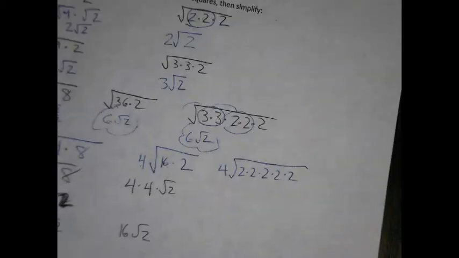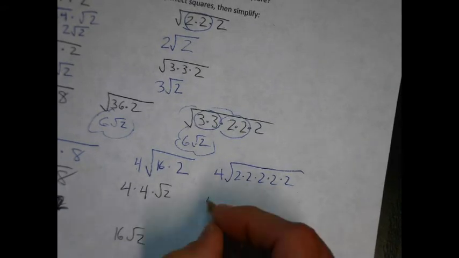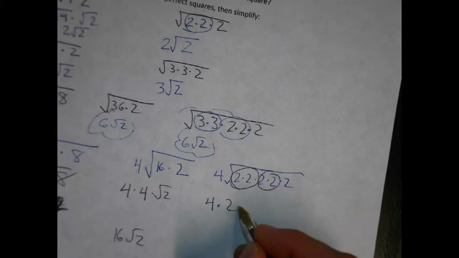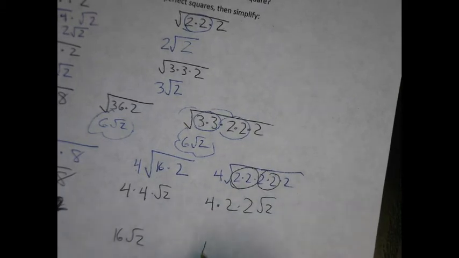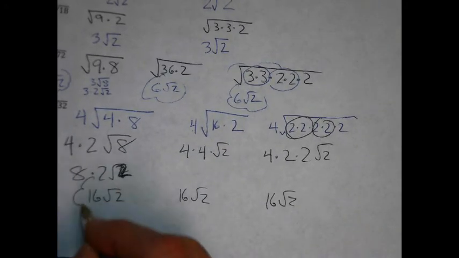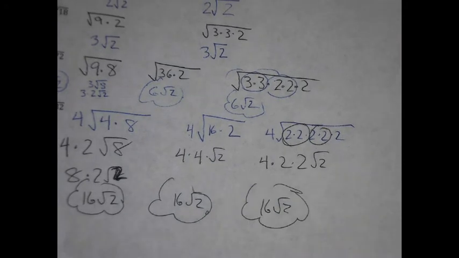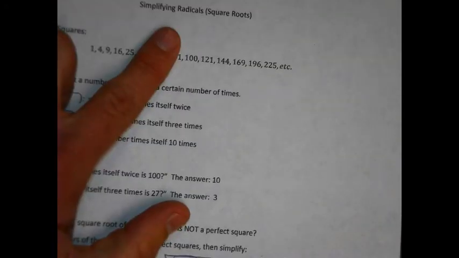What about this? 4 is already to the outside. Break a 2. Break another 2. Square root of 2. No matter how, 16 root 2. So that is how we can simplify radical expressions. And again, this is stuff we should already know. And if you've never learned this before, well, now you know. But no matter what, that is simplifying radicals with square roots.